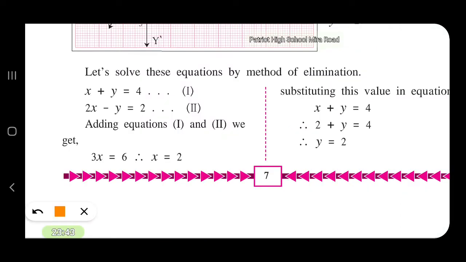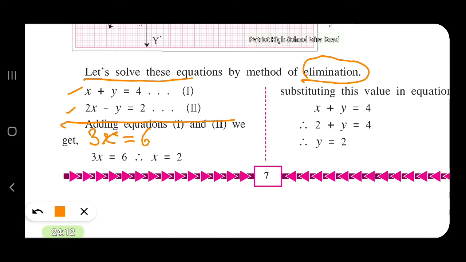Now let's solve the same equations, equation 1 and equation 2, by the method of elimination. So we will add this up, adding equation 1 and 2. You have 4 plus 2 is 6, and y minus y is 0. X plus 2x will be 3x. 3x is equal to 6. Therefore x is equal to 2.